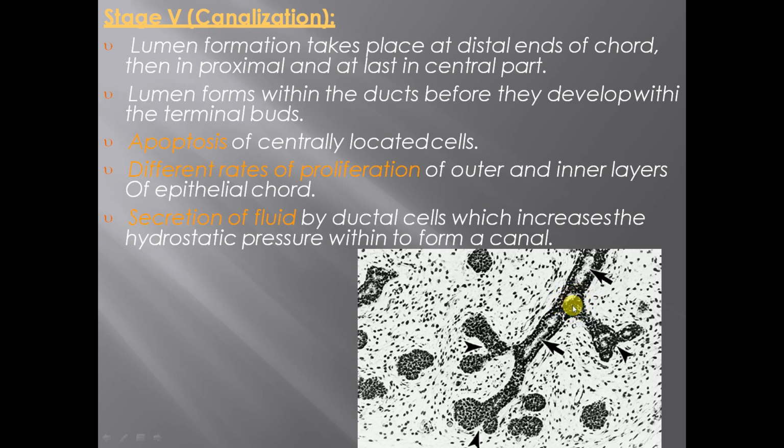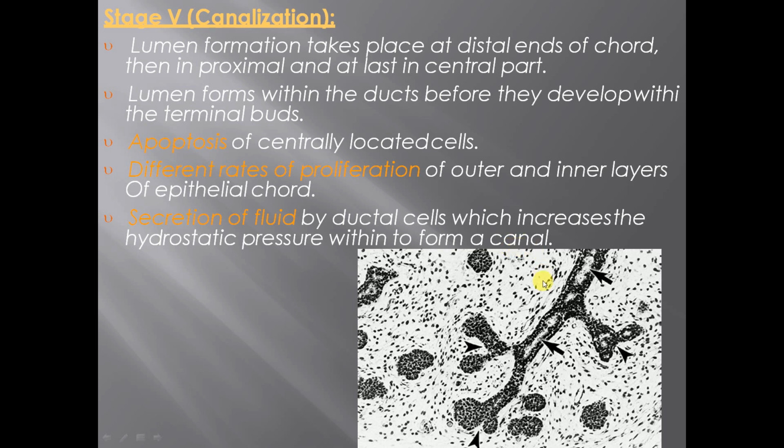The apoptosis is the programmed cell death. So apoptosis of centrally located cells. You can see the apoptosis in the center of the cord, or you can say the center of the canal. In this, the secretion of the fluid by the ductal cells increases the hydrostatic pressure within to form a canal.